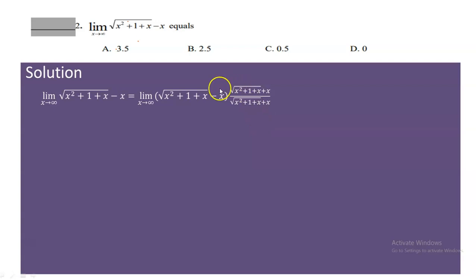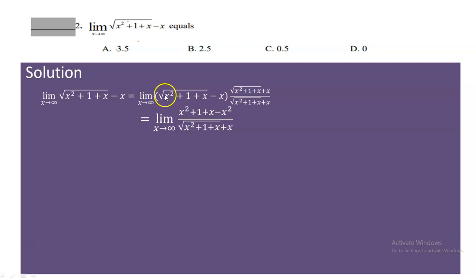Doing this never changes the given expression, because we are multiplying the numerator and the denominator by the same expression. But in doing this, we change the expression to be evaluated into some expression whose limit can easily be evaluated. Look, you can consider this as A and this one as B. A minus B is appearing here, so we multiply by A plus B. A minus B times A plus B is going to be A squared minus B squared.